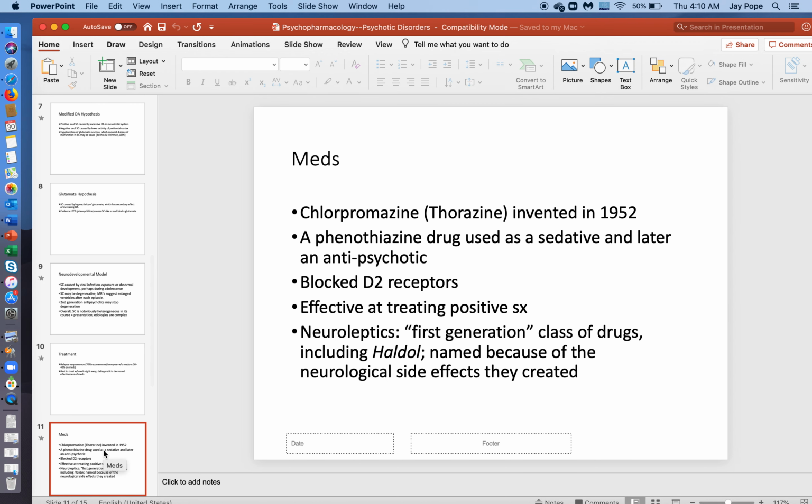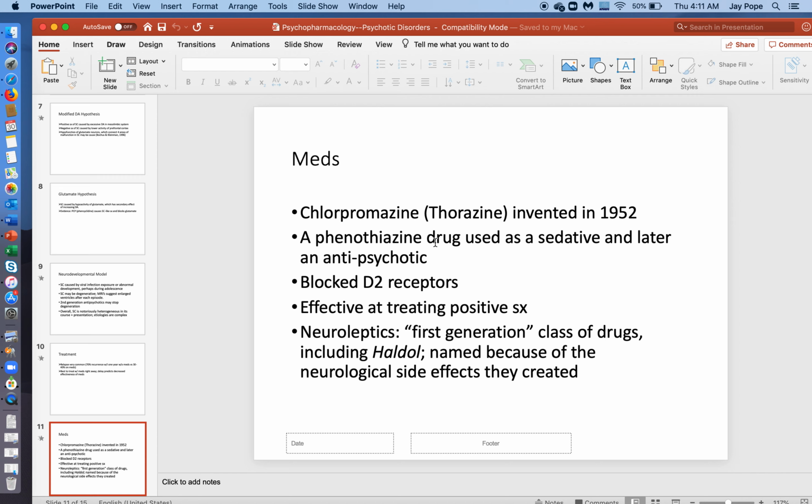All right, moving down to slide number 11. Now we're talking about the medications themselves. Here are those old phenothiazine drugs that we were talking about, chlorpromazine. That's the generic name. The trade name is Thorazine, invented in 1952. It started out as a phenothiazine class drug used as a sedative to calm people down. We talked about that, right? That's a big goal of a lot of people in psychiatry, is to calm people down.